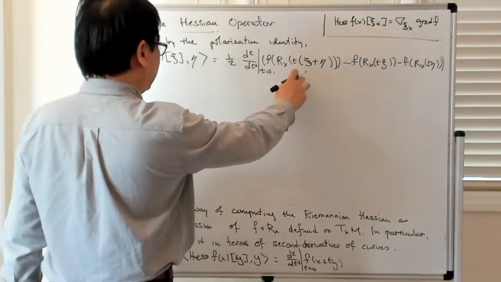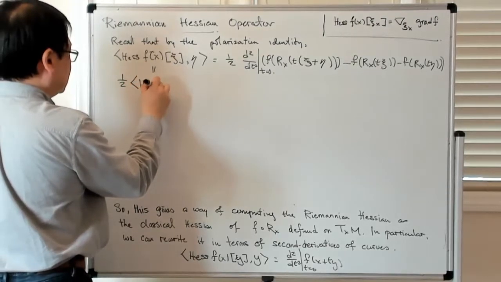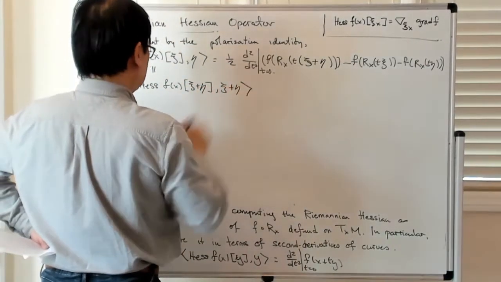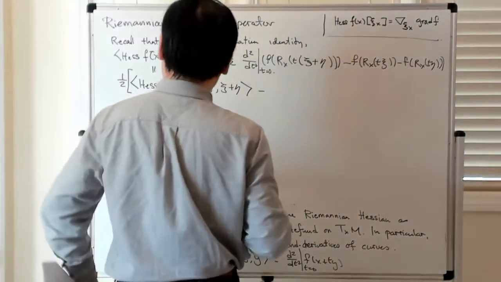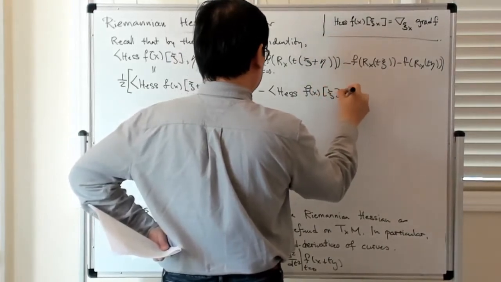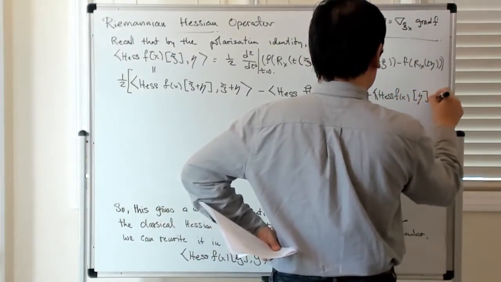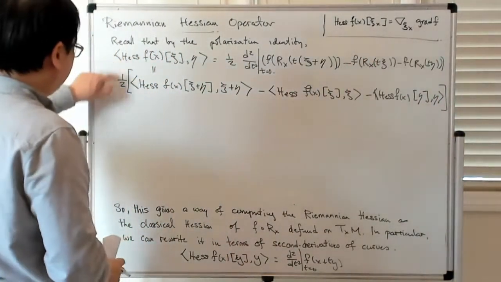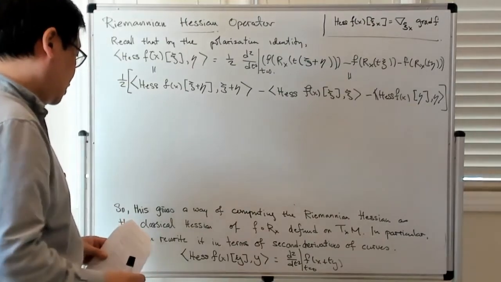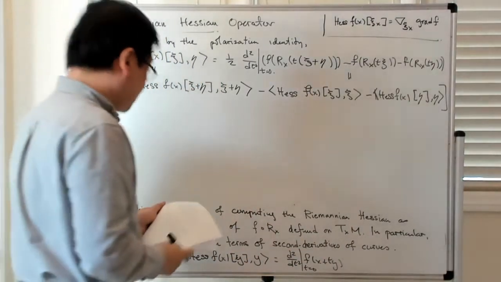If you're wondering why you get that, it's because by the polarization identity, this is equal to 1/2 Hess f(x) of this minus Hess f(x) involving just the first vector. Going from here to here is the polarization identity. Going from here to here just involves the observation that the classical Hessian satisfies this property in terms of evaluating the function f along some ray.